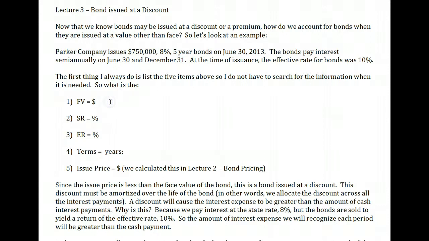So again, the first thing I always do is figure out my 5 things. What is our face value? Again, face value is 850,000. Stated rate on this bond is 8%. The effective rate on this bond was 10%. Again, this is a 5-year bond, and the interest is paid semi-annually. Very important that we know this. Now, the issue price. Well, if you go back and watch lecture 2, we actually worked this bond problem and found that the issue price was $692,085. And remember, the issue price is the amount of cash that we receive.